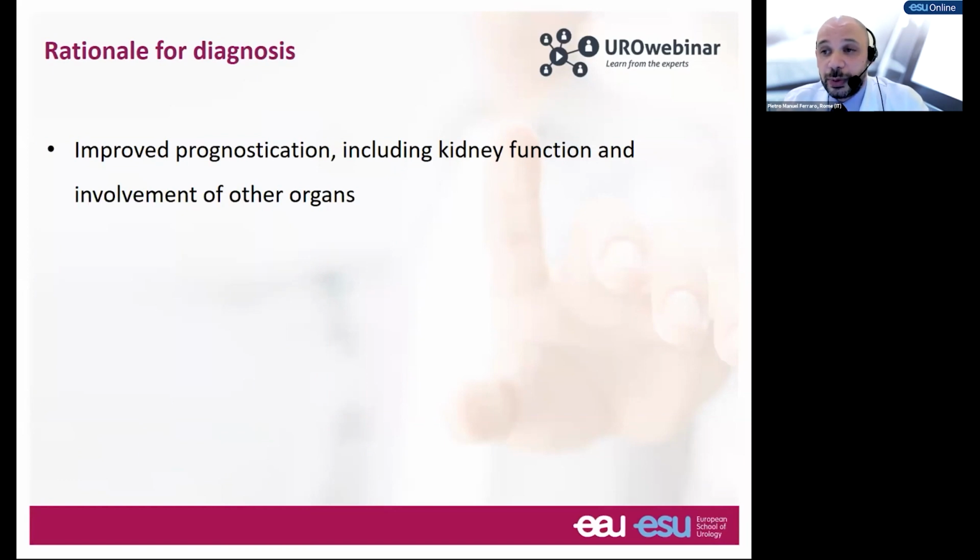Actually, we should strive to diagnose monogenic conditions. First of all, because this would improve prognostication, including information on the potential slope of kidney function over time and involvement of other organs.